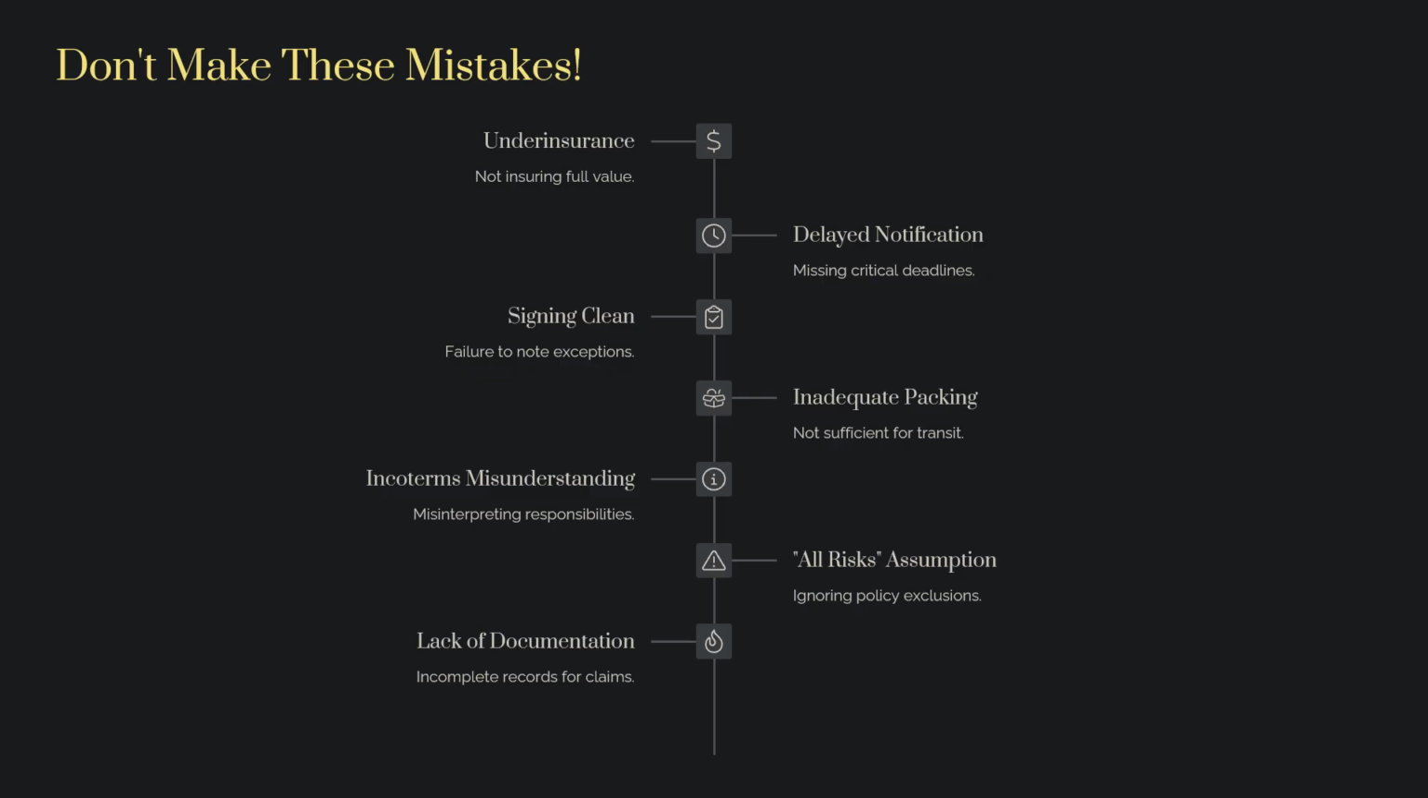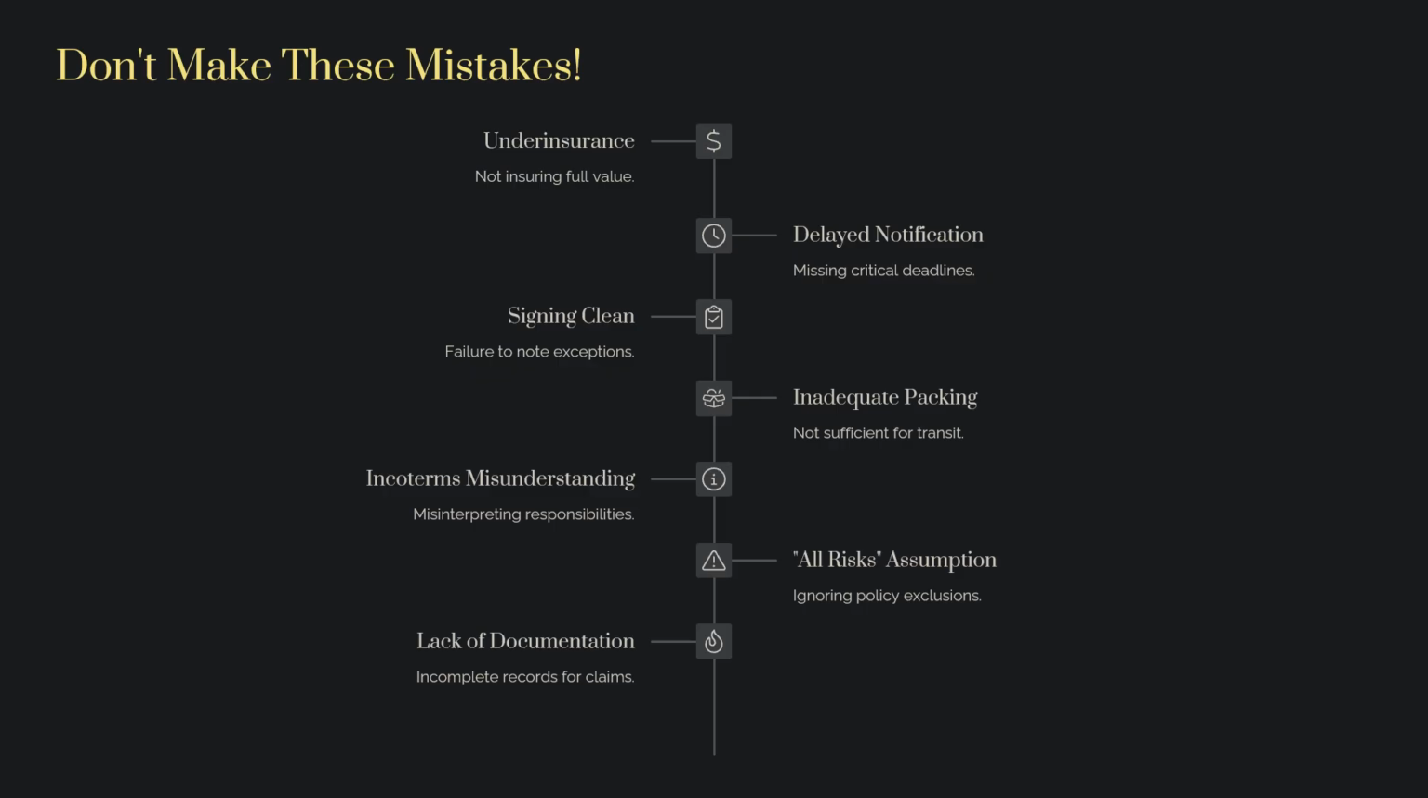Failure to note exceptions on delivery receipts. If you see damage when your goods arrive, but you sign the delivery documents as clean, it becomes very hard to prove the damage happened during transit. Not packing your goods strongly enough or appropriately for the journey is a common reason for claims being reduced or denied.